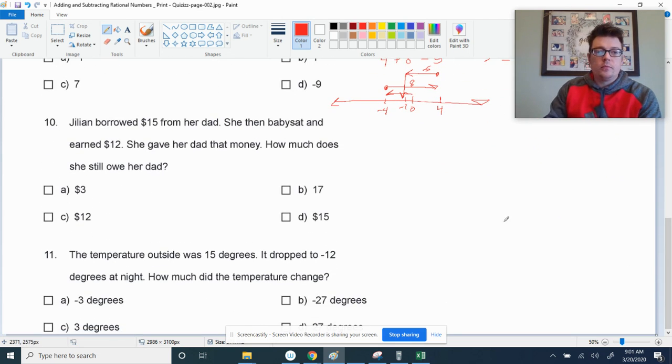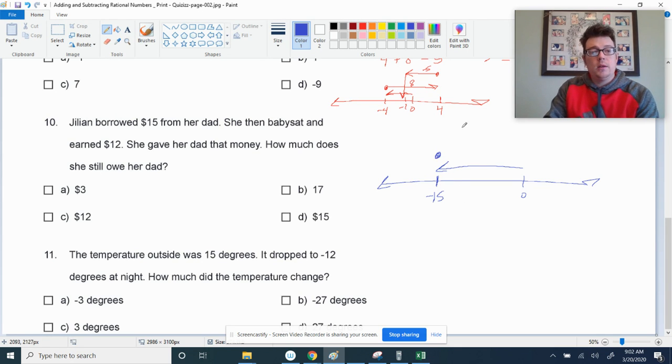Number 10. So Jillian borrowed $15 from her dad. She then babysat and earned $12. She gave her dad that money. How much does she still owe her dad? Well, you could think of this as a number line situation. If you borrow money, you're in the negative. You owe. So you go back 15. She owes her dad $15.